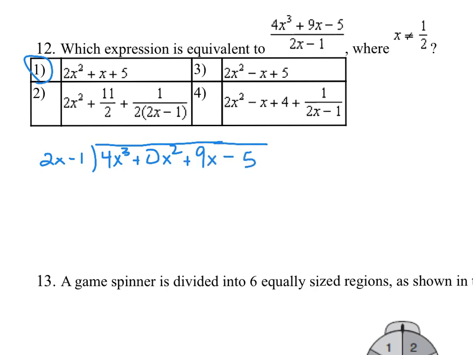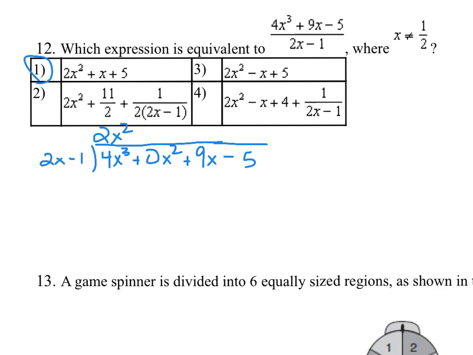All right. So what do I multiply? Just remember, what we're doing is what do I multiply 2x by to get to 4x cubed? So that would be 2x squared. So I'm going to put 2x squared up here. And then I'm going to take that 2x squared and multiply it by both of these terms out here, one at a time.